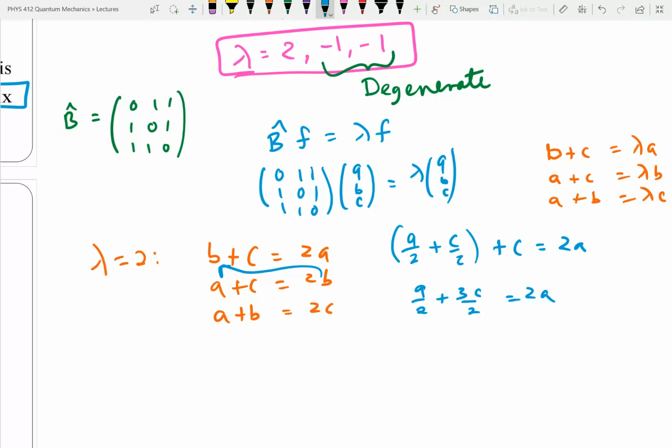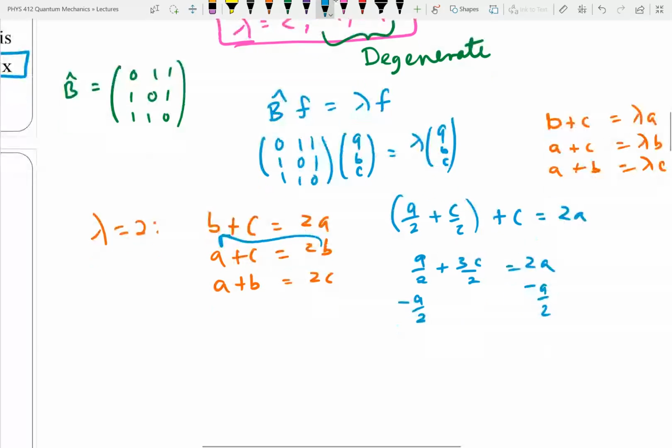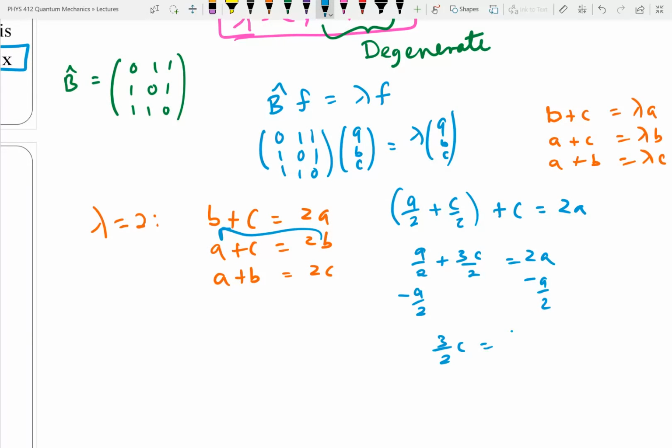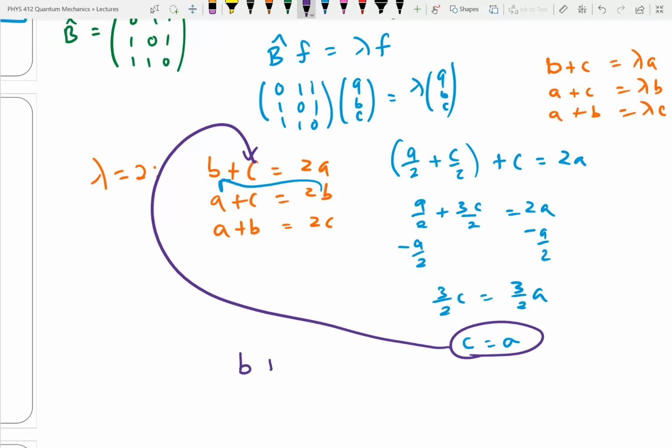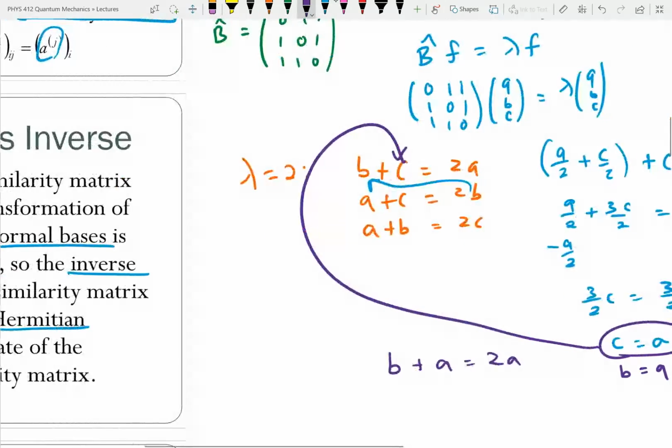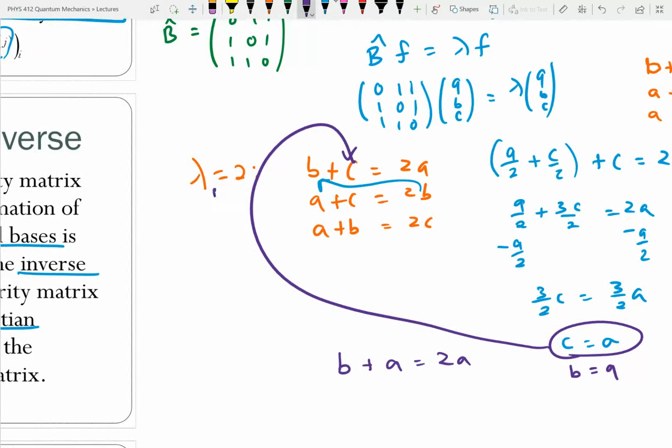Expanding out or combining terms, subtract the a over 2 from both sides, and you have 3 over 2c equals 3 over 2a, which we more commonly would write as c equals a. Now I'll put c equals a in here, and I'll have b plus a equals 2a. Right. So what's b equal to? A. So what's my eigenvector? 1, 1, 1.